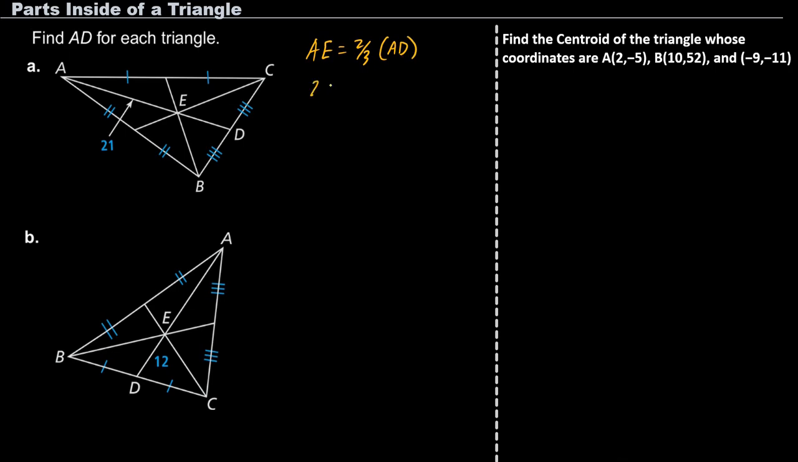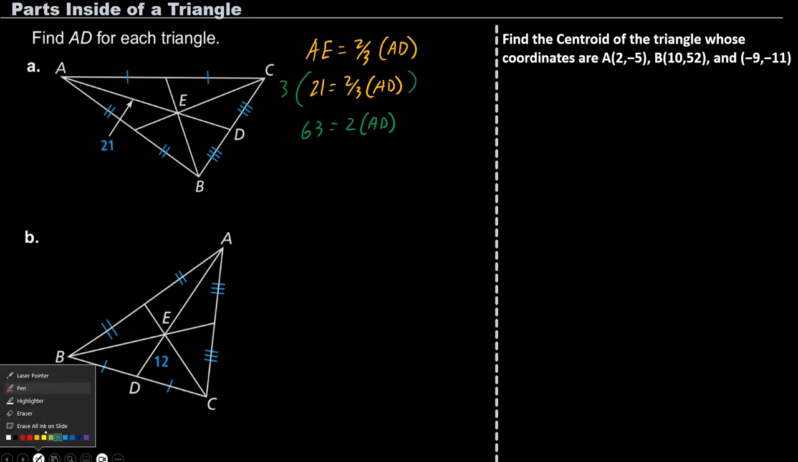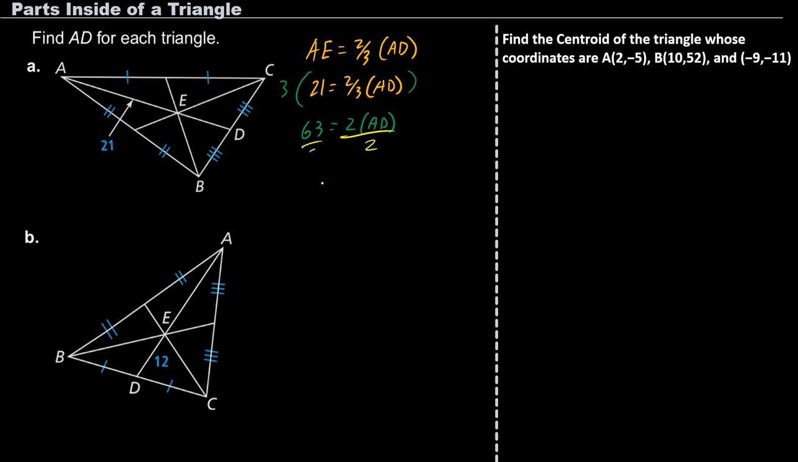So AE I know, so 21 is equal to 2/3 of AD. If I multiply through the whole thing with a 3, because that's going to cancel out the fraction, I get 63 is equal to 2 times AD. And then when I divide out a 2 from there, I get 31.5 being what AD is.